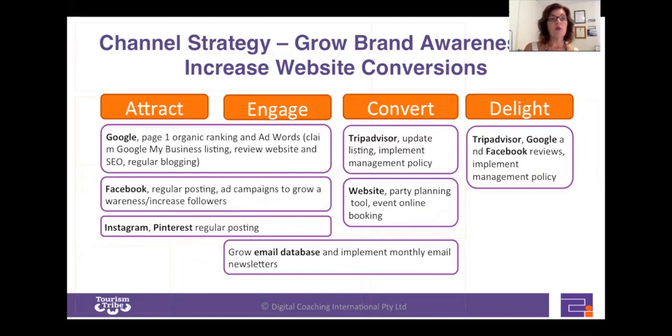We break it down. We've got Google as a very important channel in the attract and engage stage, and what we want to do is get page 1 organic ranking. Might have to pay for some AdWords as well, because we've got our competitors doing that. Claim their Google My Business listing. That's really important. That's the key to Google knowing who your business is and where it's located on the map. And it also allows you, once you've done that, to manage your Google reviews as well.